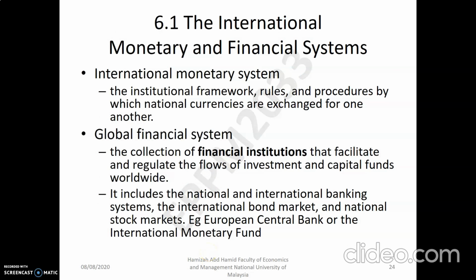Next, we discuss the international monetary and financial system. The international monetary system is the institutional framework, rules, and procedures by which national currencies are exchanged for one another. The global financial system, on the other hand, is the collection of financial institutions that facilitate and regulate the flows of investment and capital funds worldwide. It includes the national and international banking system, the international bond market, and the national stock markets. Examples are the European Central Bank or the International Monetary Fund.